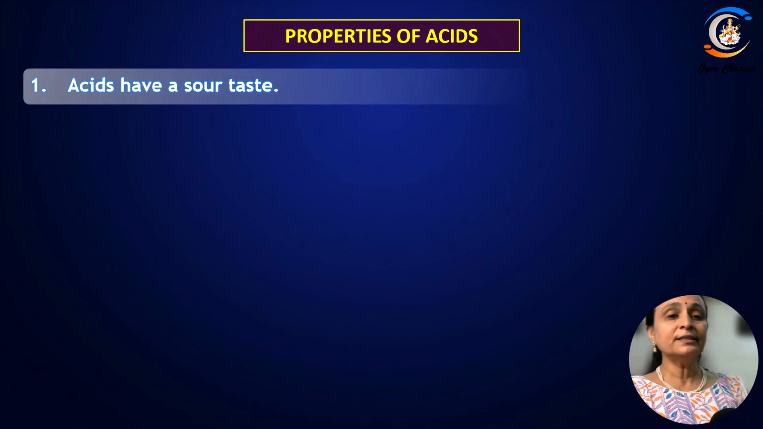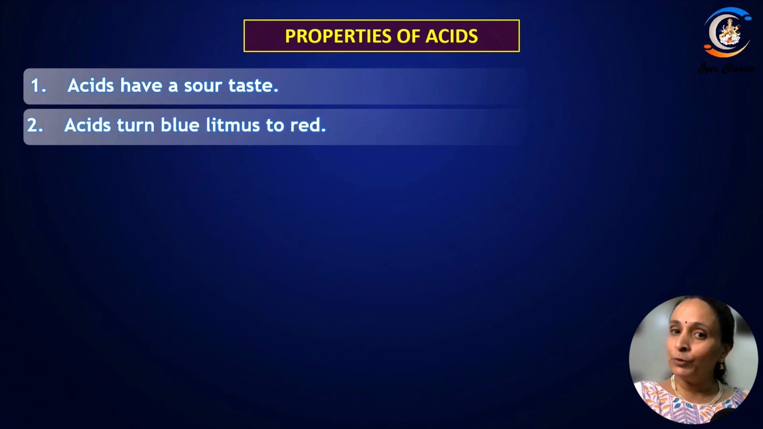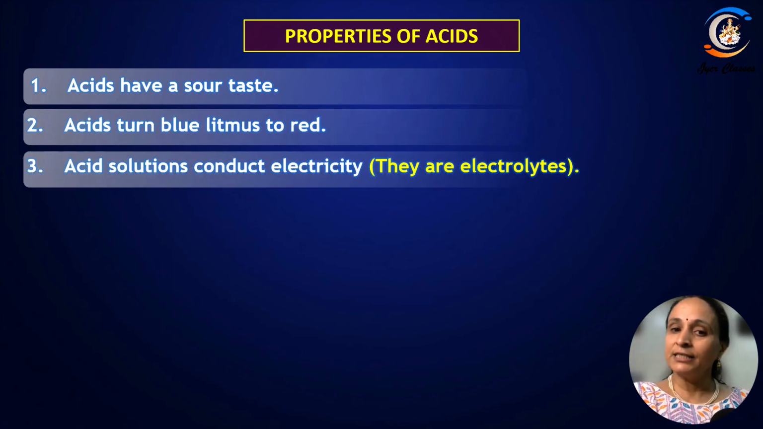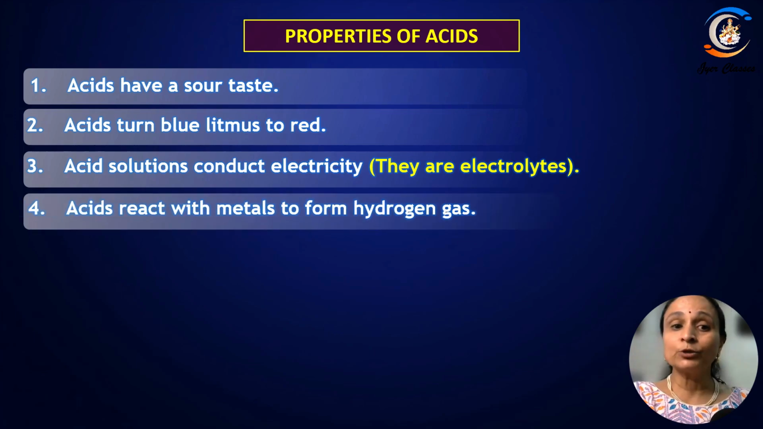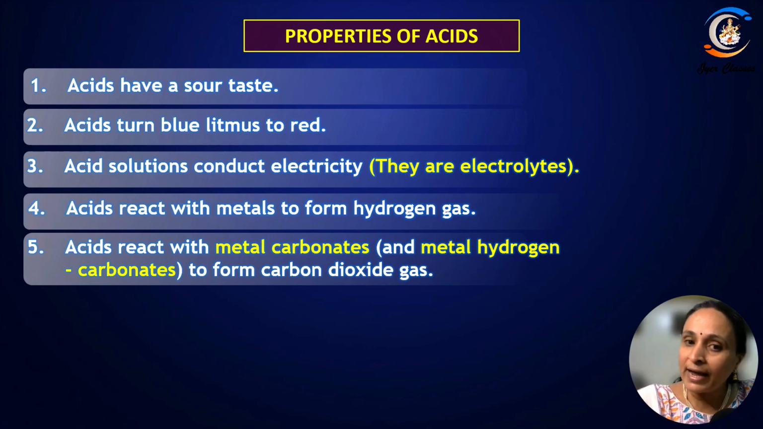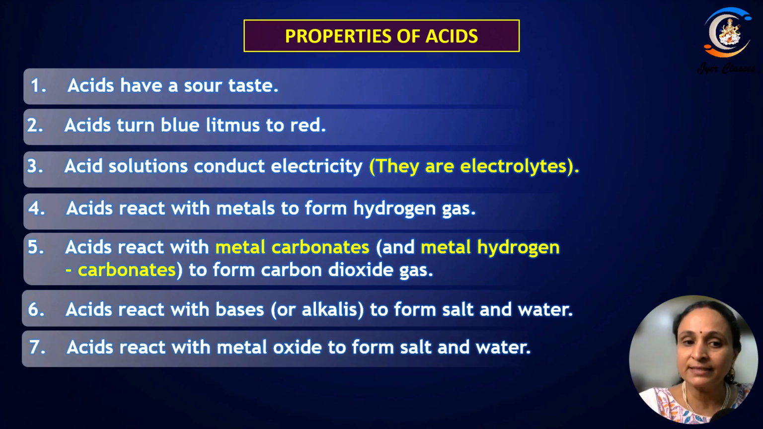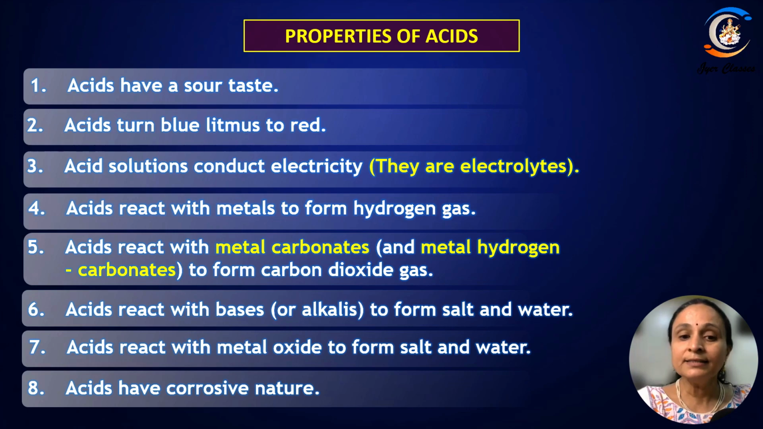So we have learned acids have a sour taste. Acid turns blue litmus into red. Acid solutions conduct electricity, that is they are electrolytes. Acid reacts with metal to form hydrogen gas. Acid reacts with metal carbonates and metal hydrogen carbonates to give out carbon dioxide. Acid reacts with base or alkalis to form salt and water, that is the neutralization reaction. Acid also reacts with metal oxide to form salt and water. And the last is that acids have a very corrosive nature.